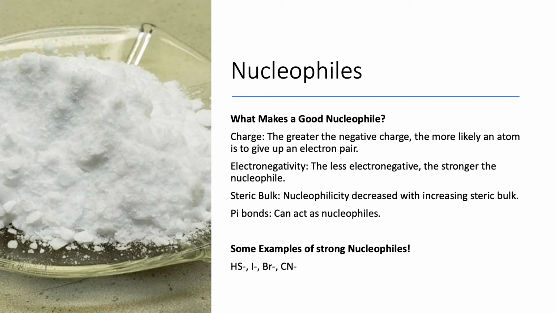So next, nucleophilicity is going to decrease with increasing steric bulk. So the bulkier a molecule is, the less likely that molecule is to act as a nucleophile. And finally, pi bonds can also act as nucleophiles. Some quick examples of strong nucleophiles include bisulfate ions, iodine ions, bromine ions, and cyanide, which is pictured on the slide.